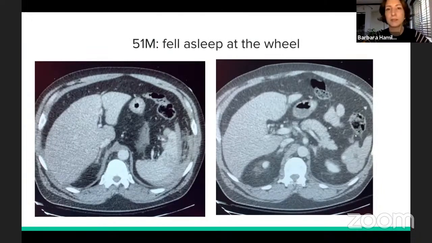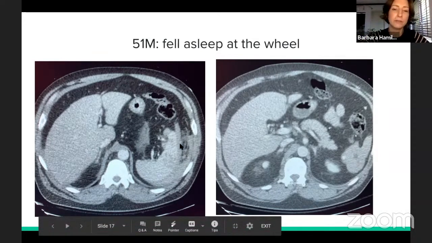Okay, we're good. So this next gentleman was a 51-year-old male who fell asleep at the wheel. He was driving his new sports car. It was like an F-150 or something. Shattered his spleen. So these are axial images once again, slicing the body this way. And here on his right, you see the liver. Here on the left, you see the spleen. And all this fluid around the spleen is abnormal.